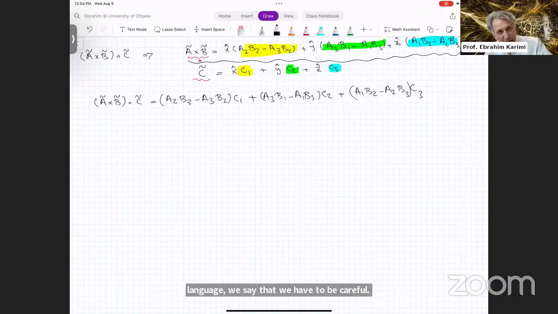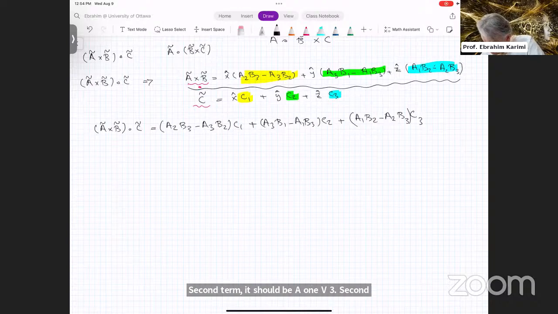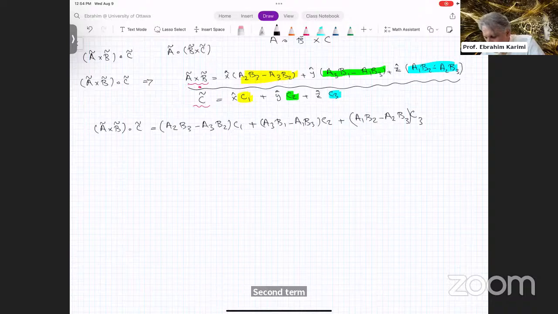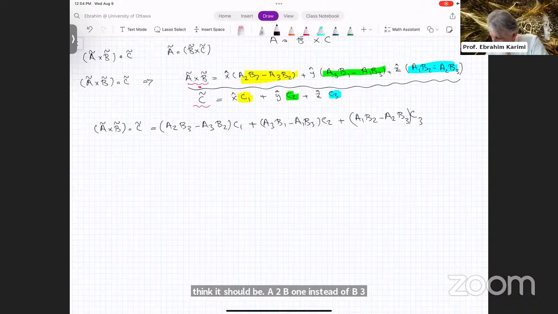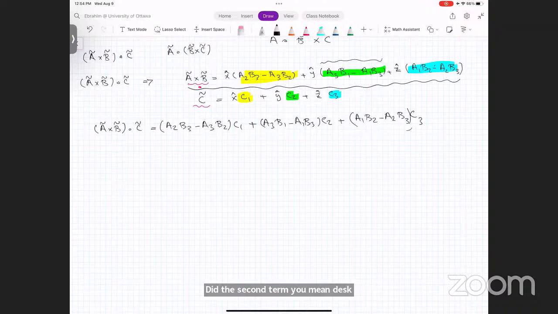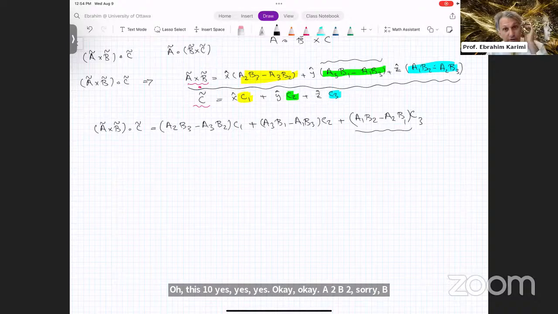Second term, it should be A1 B3. No, it should be A3 B1. I think they're pointing at the last term. I think it should be A2 B1 instead of B3. The last term, the Z hat one? Oh, yes, okay, perfect. A2 B2, sorry, B1. Yes, thank you very much.